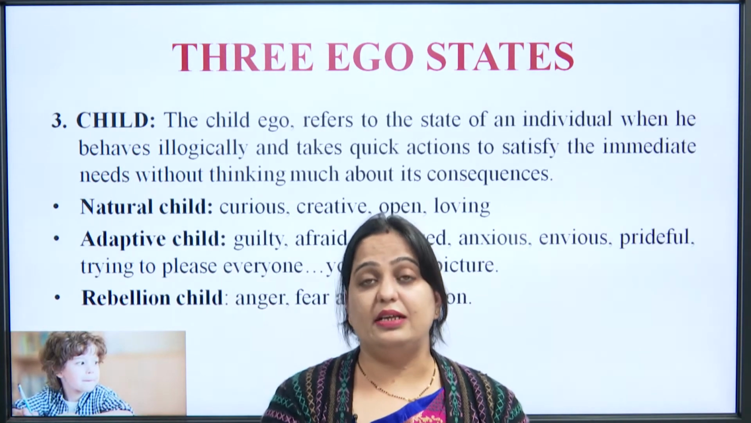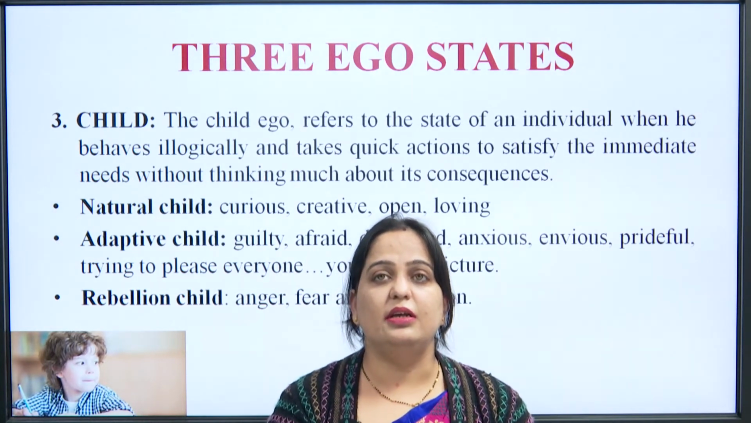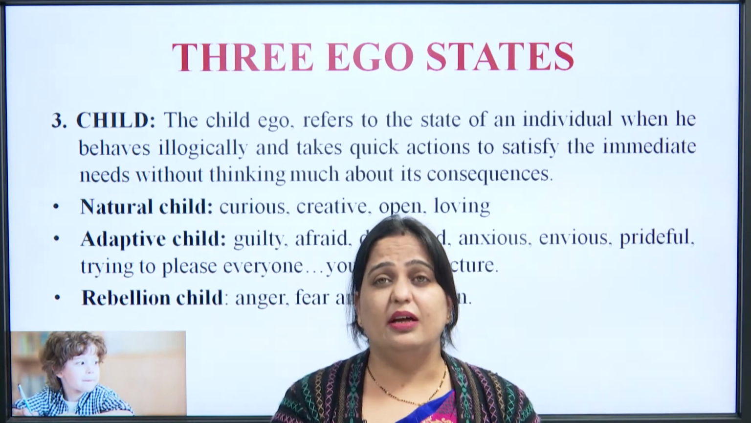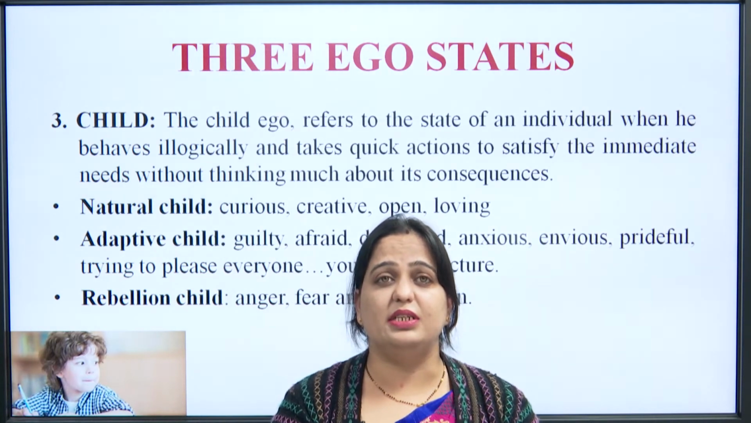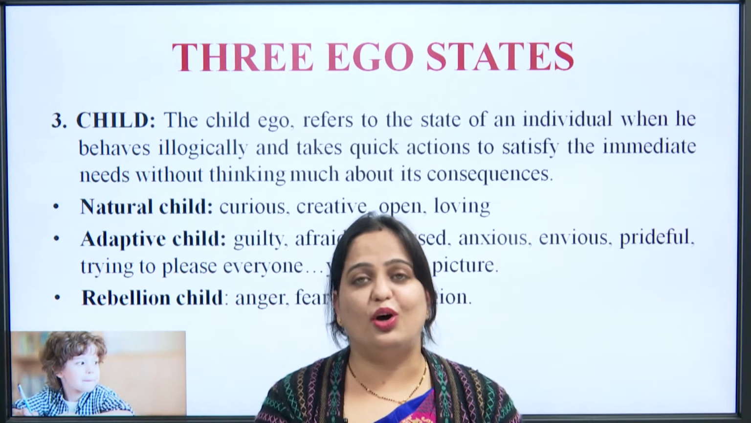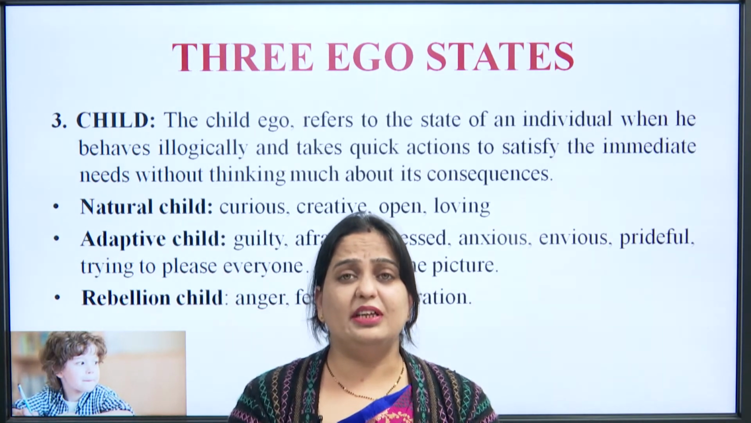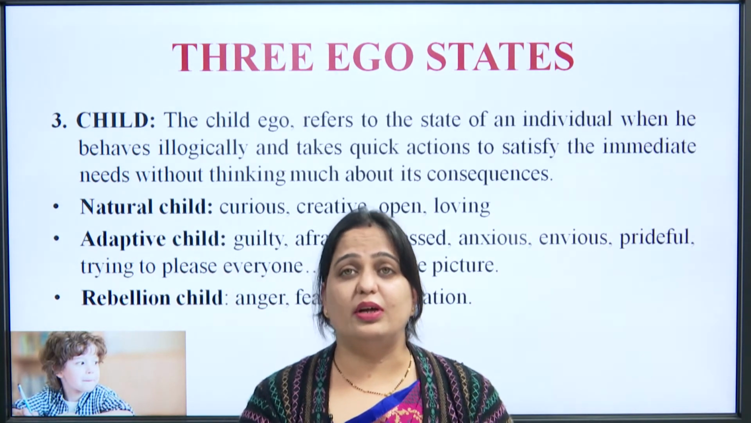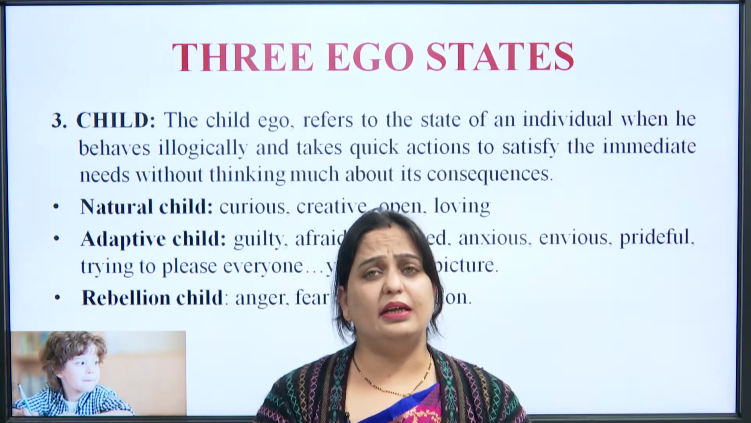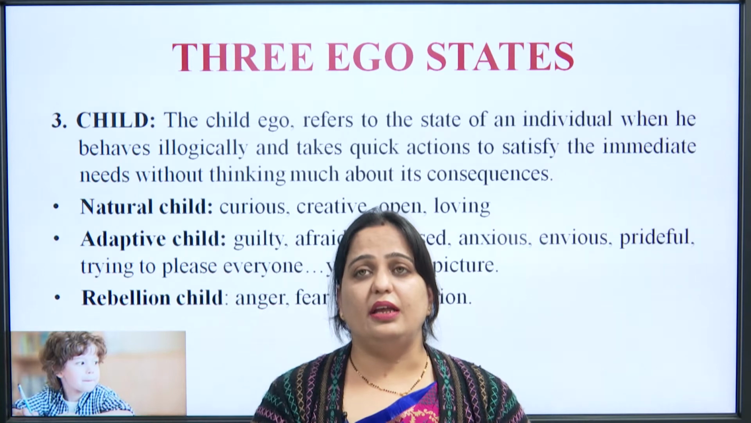Now let us see the last, that is the child ego state. In this state, the person is actually illogical. She or he takes very quick decisions to satisfy immediate needs without thinking much about the consequences. As you all know, children behave very immaturely, very illogically. Whatever they demand, they just want it. They never have a particular sense before asking for certain things, and they quickly take decisions on whatever they want or need, satisfying their immediate needs.